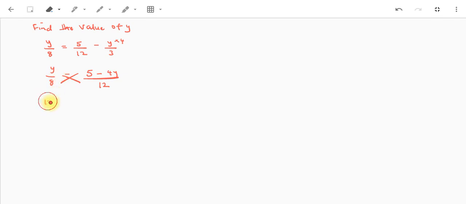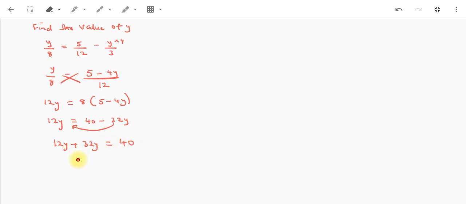Now 12 times y gives me 12y equals 8 into the bracket 5 minus 4y. So I have 12y here equals 8 times 5, which is 40, minus 8 times 4y, which gives you 32y. So we're going to bring this one here, and that will leave us with 12y plus 32y equals 40.